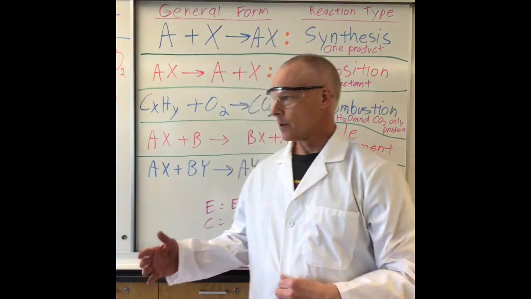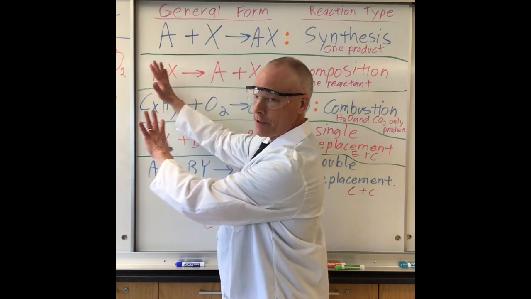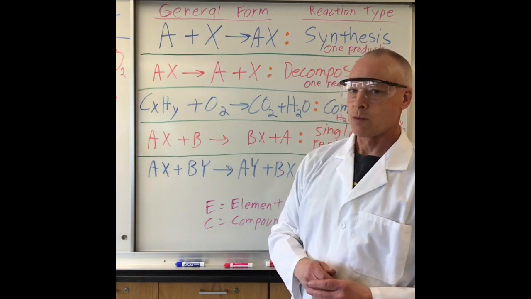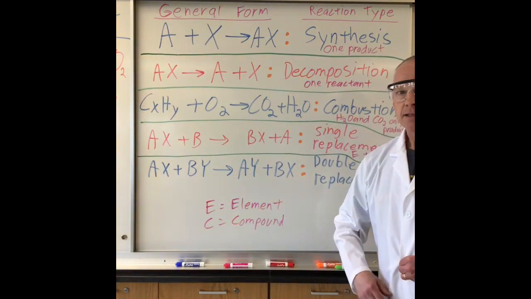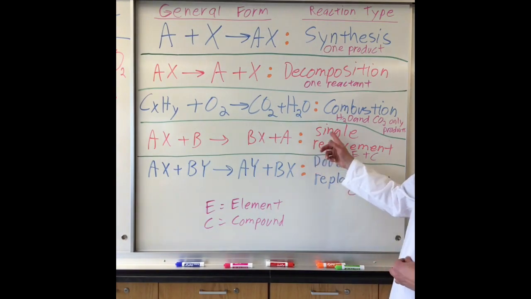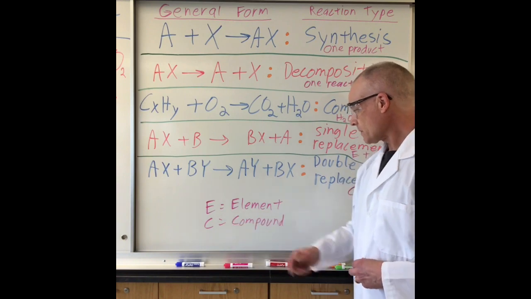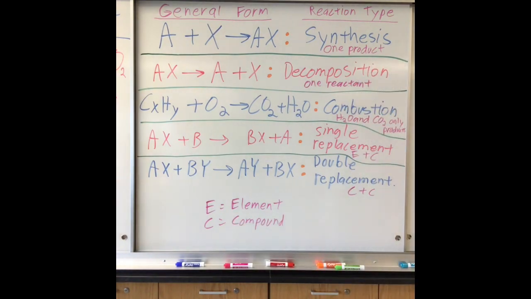Decomposition. We know it is decomposition if it has one reactant. Remember, reactants are on the left side of the arrow, products are on the right. So if you have not copied this down from a previous experiment or from a previous lecture, you should stop the video now and copy this all down. Another thing of note, for the single and the double replacement, the E stands for element and the C stands for compound. So stop the video if you would like, and then we will proceed.